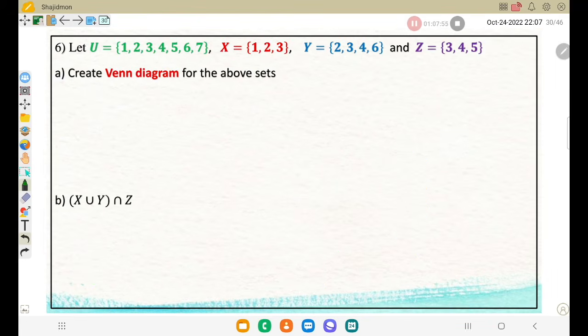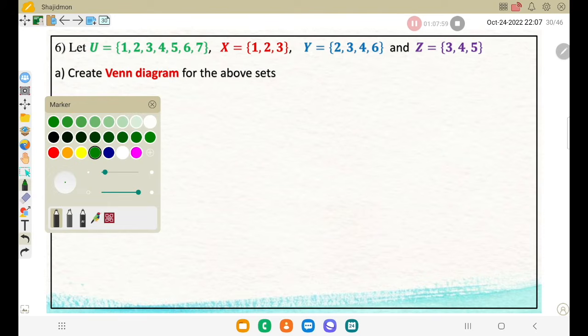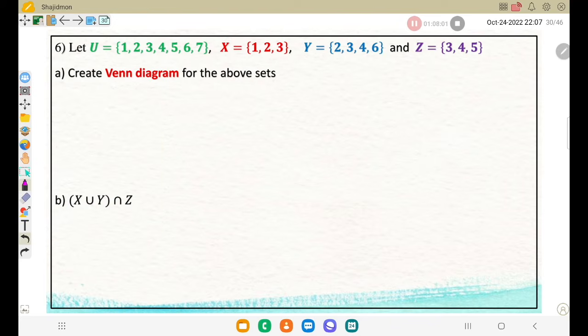Now we will go to the sixth question. Same model but a little difference is there. Question number 6. Let U equal 1, 2, 3 up to 7. The universal set is 1, 2, 3 up to 7. X means 1, 2, 3. Y means 2, 3, 4, 6. Z means 3, 4, 5. Create a Venn diagram for the above sets.